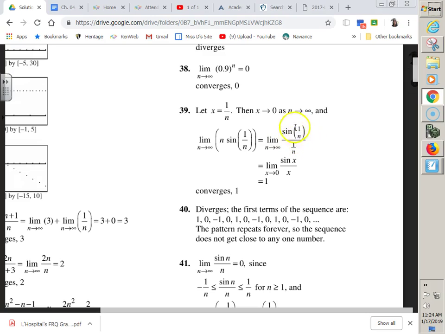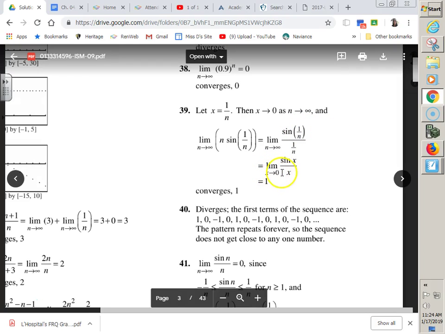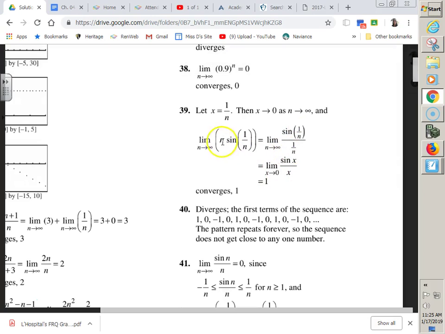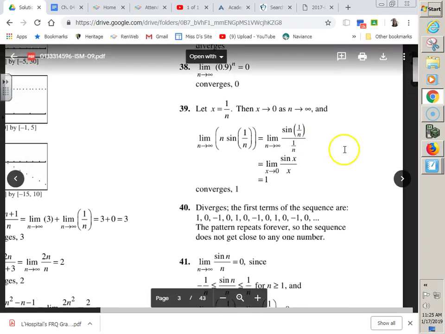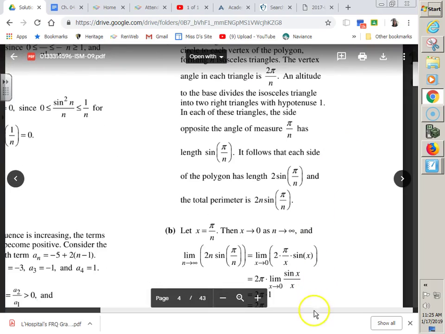You can think of it, 1 over n is u, because we have the limit as u goes to 0 of sine of u over u. I get what they did after. I just don't know why the 1 over n is on the bottom. Multiplying by n over 1 is dividing by the reciprocal. Dividing by its reciprocal. Yeah. We'll review that more when we do L'Hopital's.